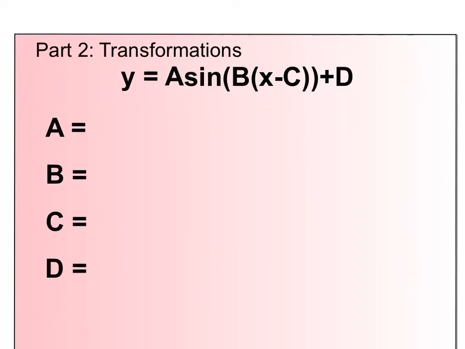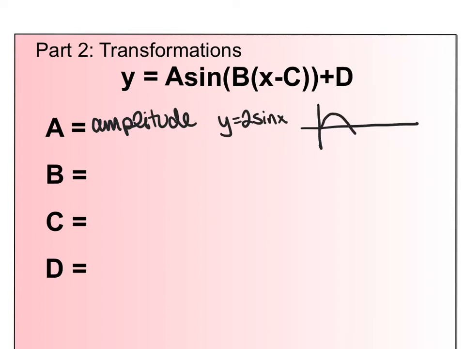Here are the transformations. Now, the good thing is we already know what all of these transformations do. They're just going to be called something else in terms of trig functions. So A is still our vertical stretch and shrink, but A is going to stand for amplitude. If our function is y equals 2 sine x, the max and the min is now 2 and negative 2. That's your amplitude. It's your vertical stretch, shrink.